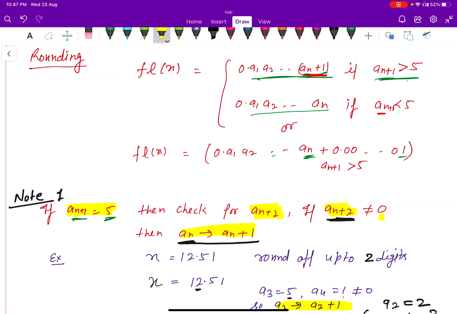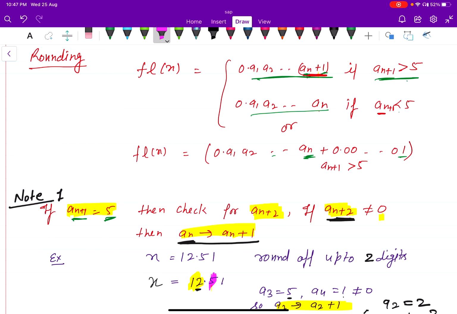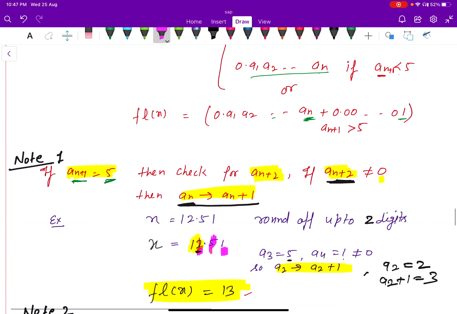So x equal to 12.51. Round it up to 2 digits. So we will write x equal to 12.51, and we have to round it up to 2 digits. So just think these are the 2 digits. We will cut the series after 2 digits. So the next number is 5. This is the third element. We will check the fourth element, whether it is 0 or not. The fourth element is not 0, it is 1. So that's why we will add one to this 12. So we will add 1 to 12, and the floating of x is coming out to be 13.